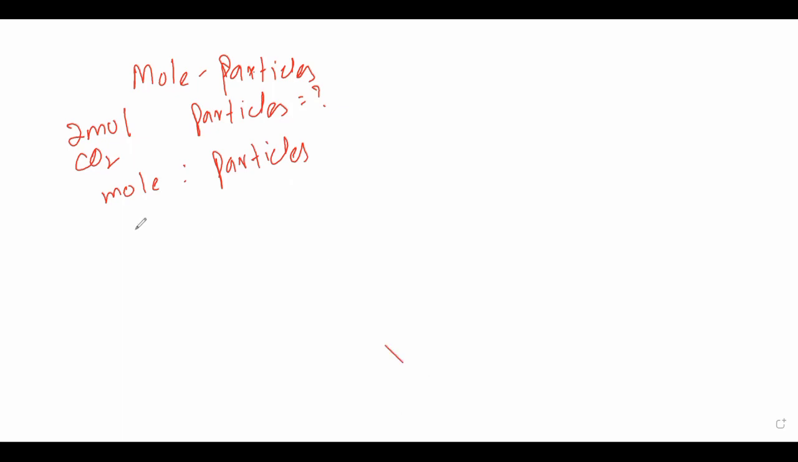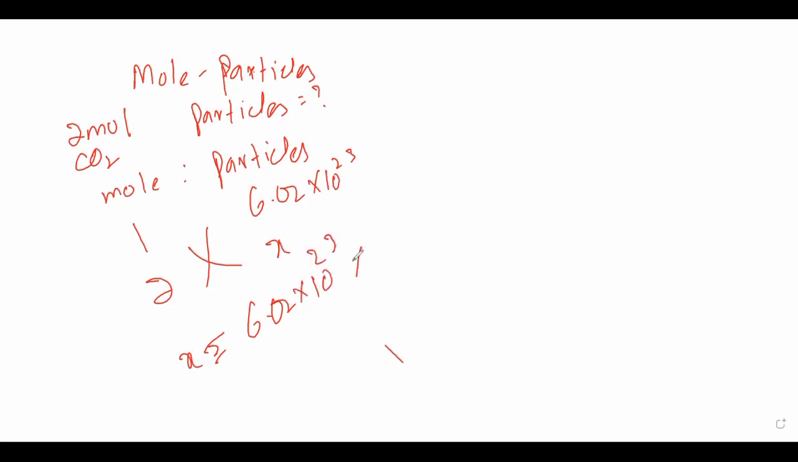So you write here 1 mole is equal to 6.02 multiplied by 10 raised to 23 particles, and if you have 2 moles, then it will be like this: X is equal to 6.02 multiplied by 10 raised to 23 multiplied by 2. So you will get the number of particles. This is all about finding particles from moles.